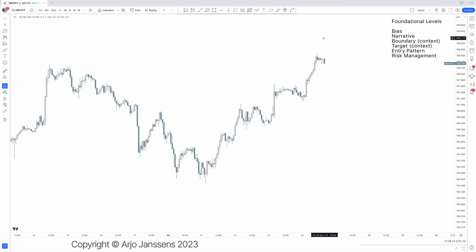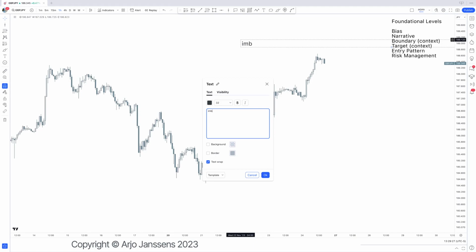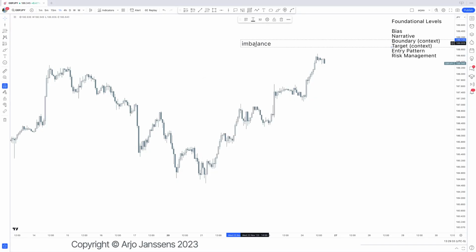They have so much volume, so much size that they can't do it without leaving behind traces. That is important. And that creates an imbalance in the market. That imbalance right there, of course, needs to be balanced, which again, another word for imbalance is just that fair value gap. Another word for fair value gap is imbalance.